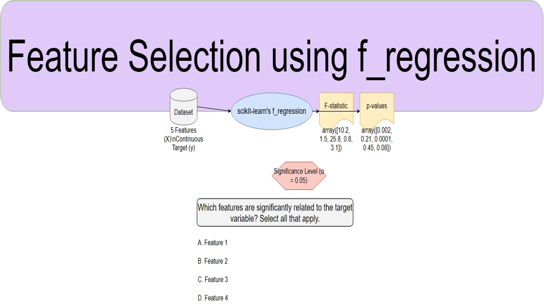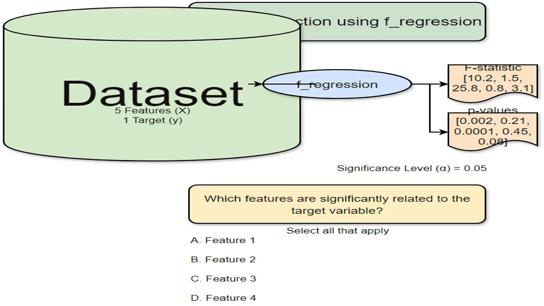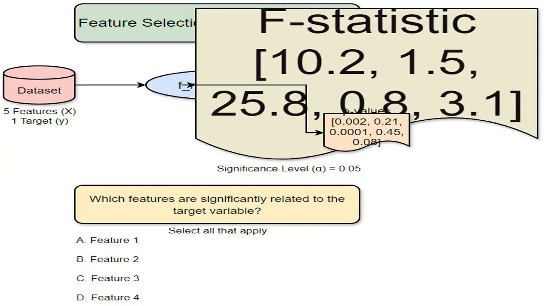The overall goal here is to use the f_regression function to figure out which of the 5 features are useful for predicting the target variable and which ones can be ignored. I have a dataset with 5 features, things we measure, like height or weight, and 1 target variable, the thing we're trying to predict, like price. This shows how much each feature individually explains the variation in the target variable.